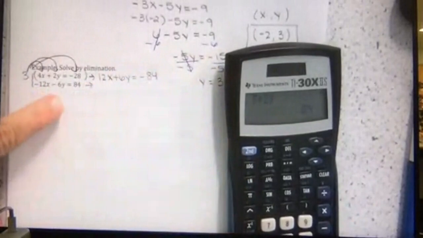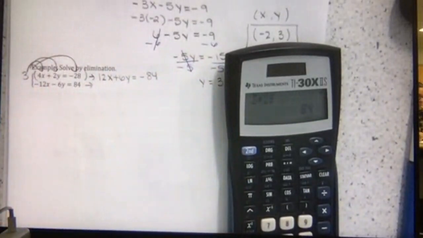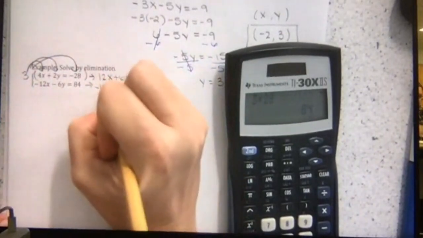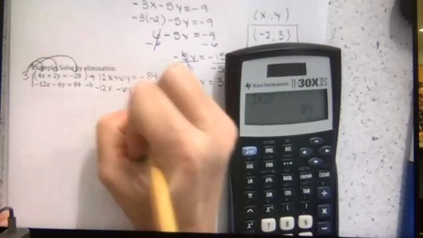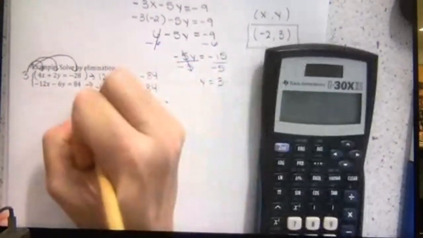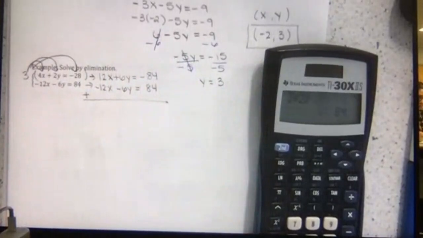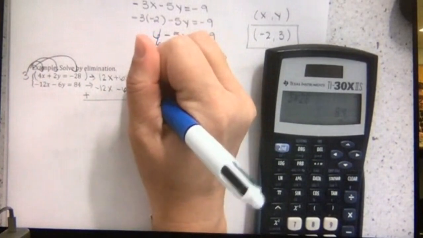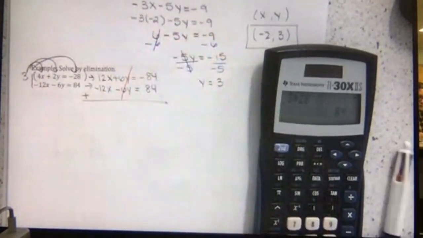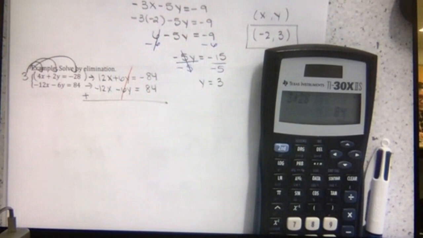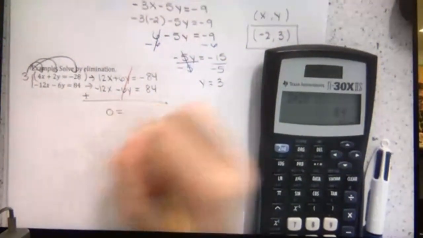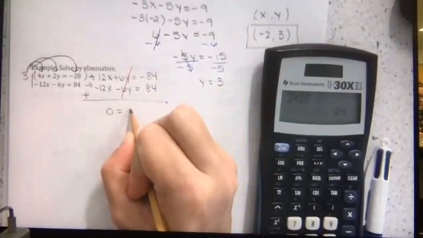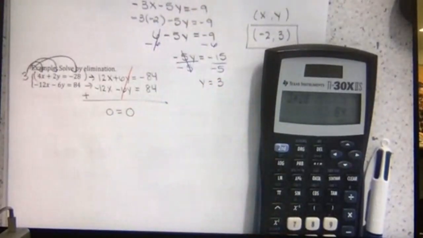The bottom equation's already negative 6y, so I don't have to touch it. It's already good to go. Negative 12x minus 6y equals positive 84. Our whole point here was to eliminate the y's. So positive 6y and negative 6y do eliminate. Let's see what we're left over with. 12x minus 12x will give us what? 0. Negative 84 plus 84 will give us 0. So everything canceled. 0 equals 0. True statement.